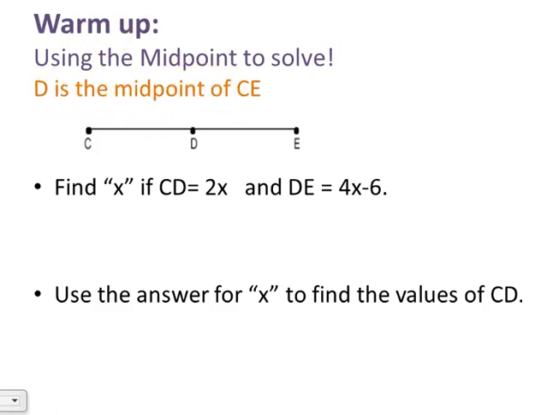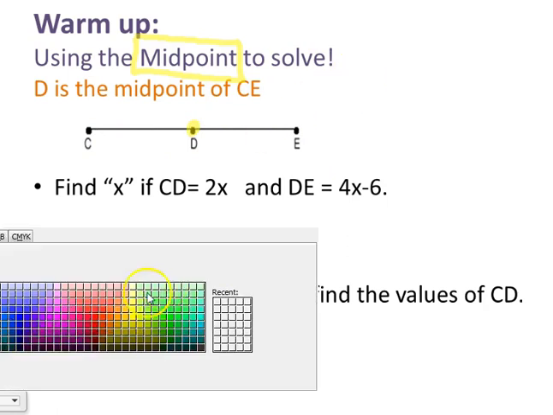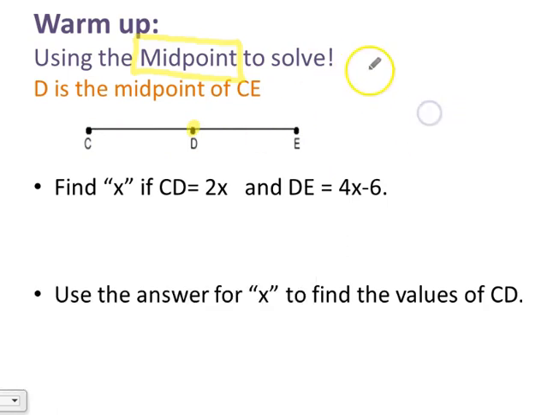Alrighty, so to solve this problem, the important piece of information is that we were given a midpoint. So what does a midpoint do? A midpoint divides a segment into two equal parts. So this point right here, D, since it's the midpoint, it's going to divide this segment into two equal parts, meaning that the length of CD is going to be equal to the length of DE because D is the midpoint.